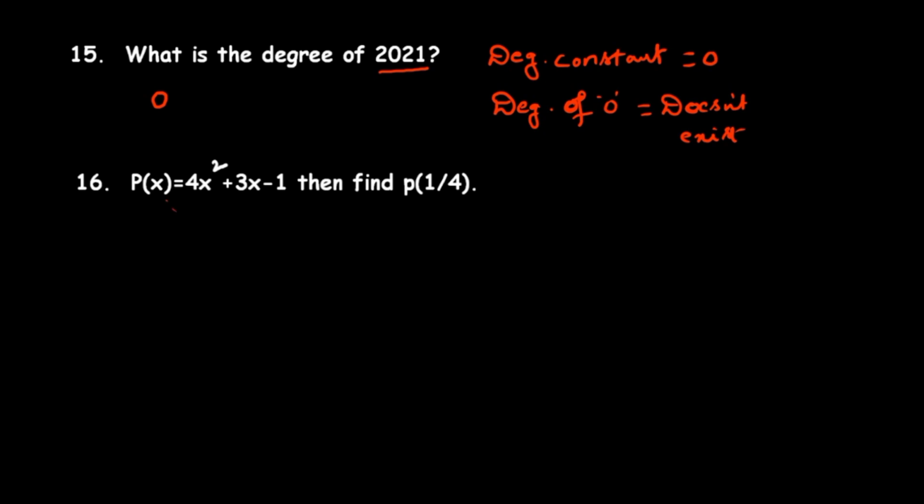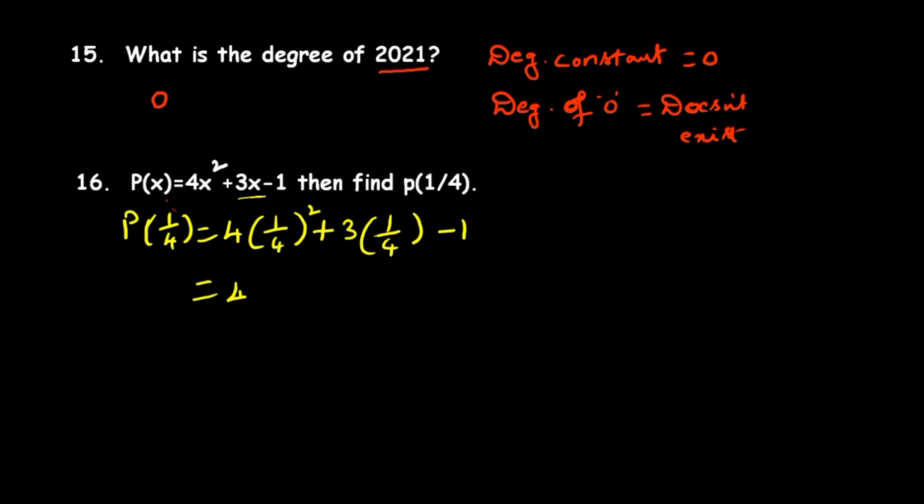So what we do, we should substitute these values. That is, I'm going to take P of 1 by 4, meaning in place of x we have to substitute it. 4 into, in place of x, 1 by 4 square, plus here we have 3x, that means 3 into 1 by 4, minus 1. So this is 4 into this 1 square is 1 and 4 square is 16, 1 by 16, plus 3 into 1 by 4 minus 1.